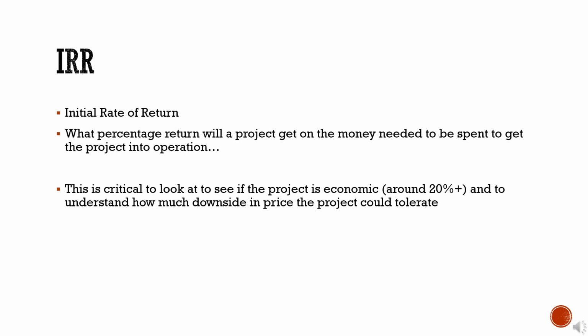So this is critical to look at to see if the project is economic or not, because a company will probably require around 20% before it's a good project that will definitely go into production at that level and is protected a bit from the downside in the commodity price. Now, some could go into production at like 15, 17%, but really, I like to see above 20.